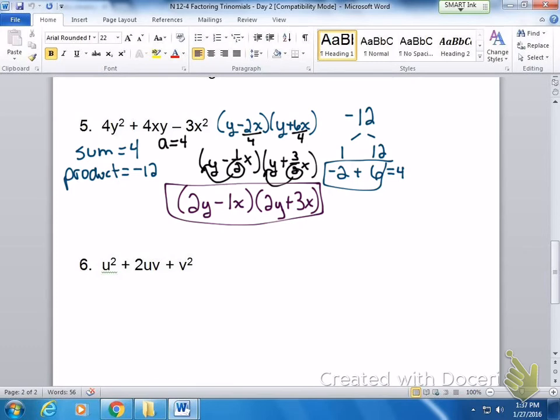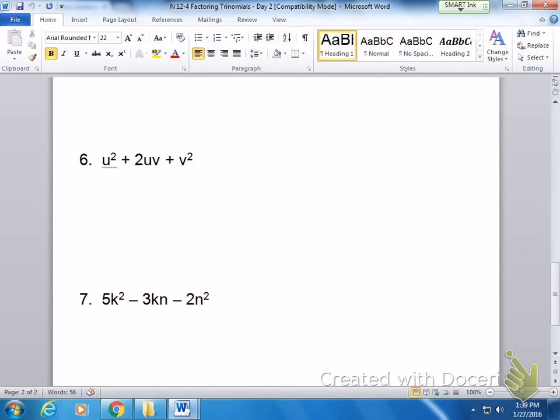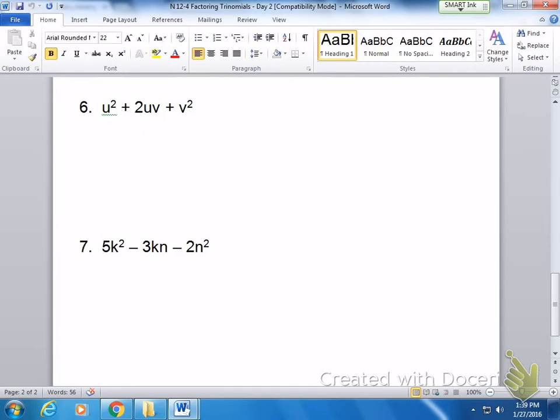Let's look at number 6, same business. u squared plus 2uv plus v squared. So again, I need my sum, which is b, and it's 2. And I need my product, which is a times c. 1 times 1 gives me 1. Now that's a pretty easy one because the only thing times itself that'll give me 1 is 1 times 1. And luckily 1 plus 1 equals 2.